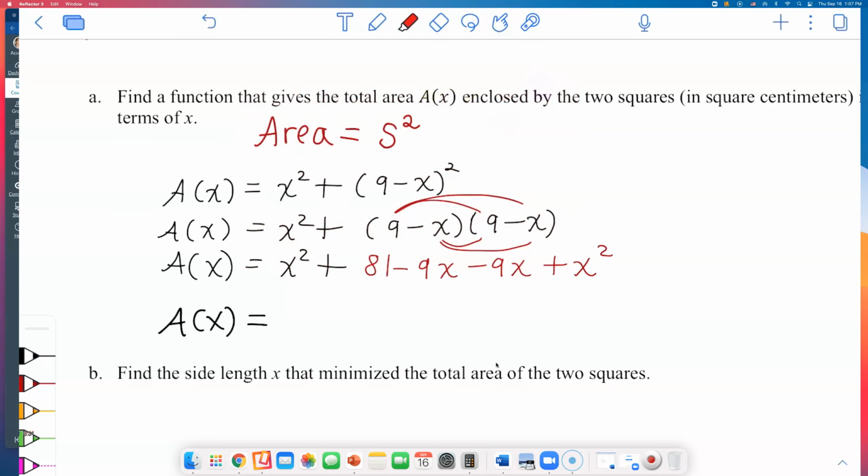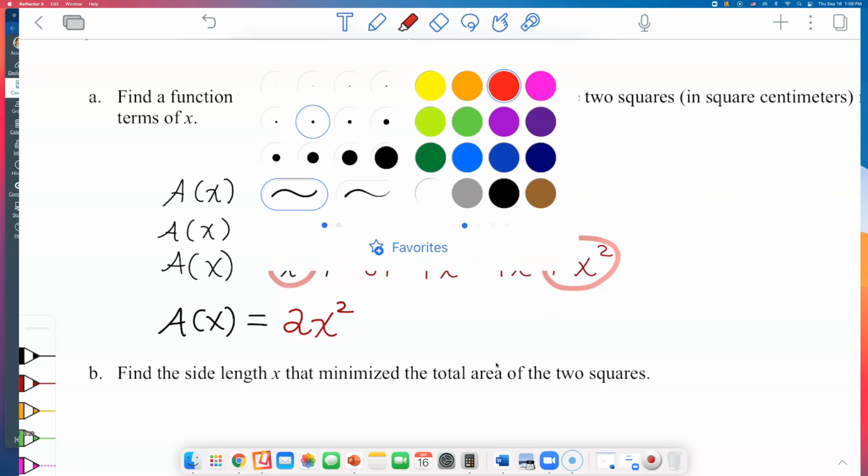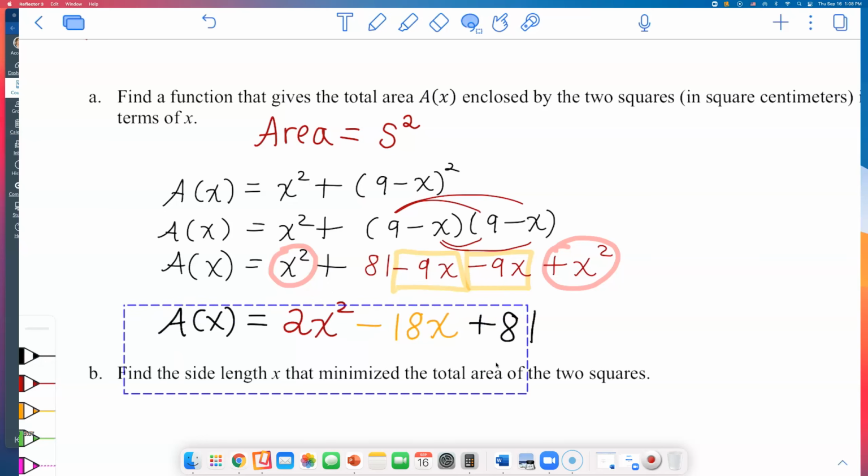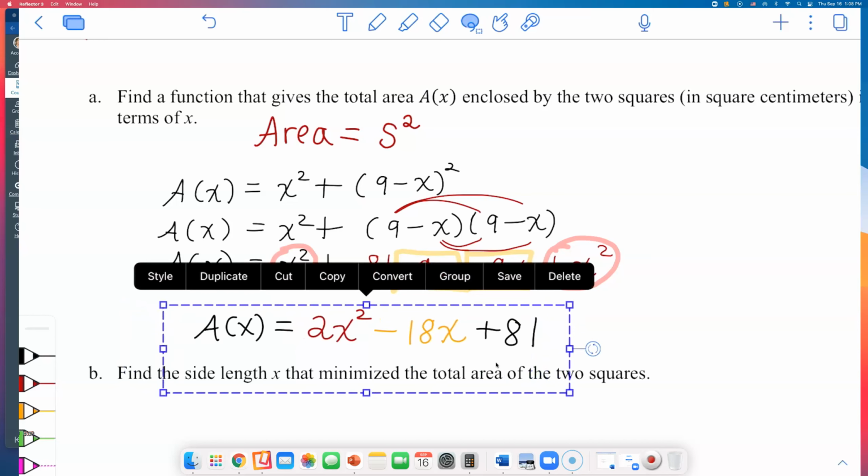Notice that I have 1x squared here and another x squared there. They will add up to 2x squared, right? Next, I see there is minus 9x and there's another minus 9x. They will add up to minus 18x. And I just need to write down this constant. Plus 81. There was no like term, but we still have to include it. So that is the total area function, okay?